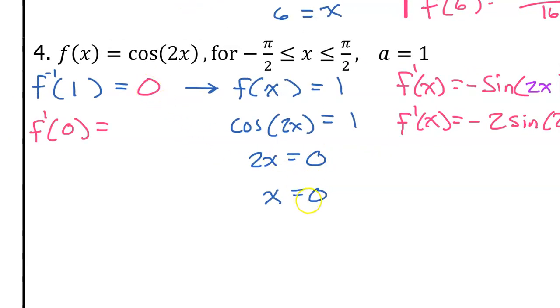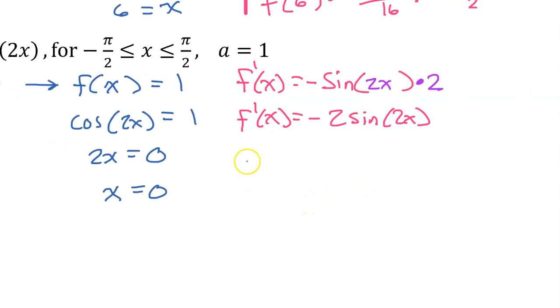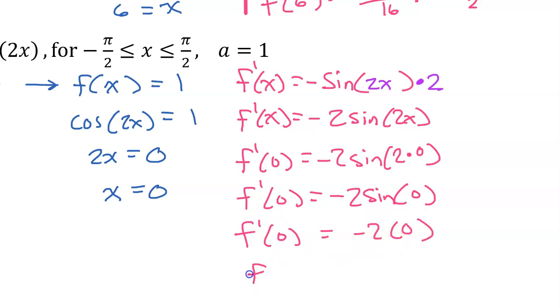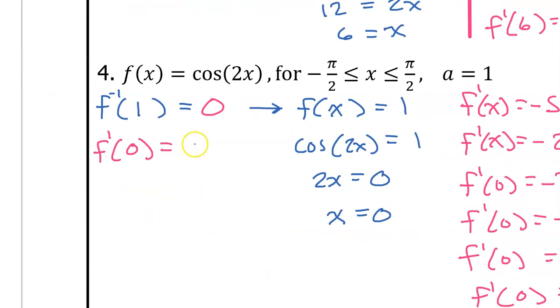I need to evaluate this at 0, right? That's what step 2 tells me. So I'm going to do f prime at 0, which will be negative 2 sine of 2 times 0. So f prime at 0 is going to equal negative 2 sine of 0. So what is sine of 0? On the unit circle, 0 is over here on the right-hand side. Sine is the y value, and the y value is 0 here. So the sine of 0 is 0. So we have f prime at 0 is equal to negative 2 times 0, which of course is 0. So f prime at 0 is 0. And that is the end of step 2.